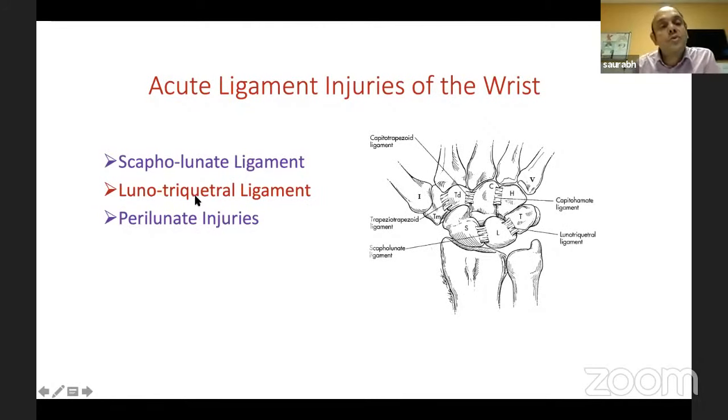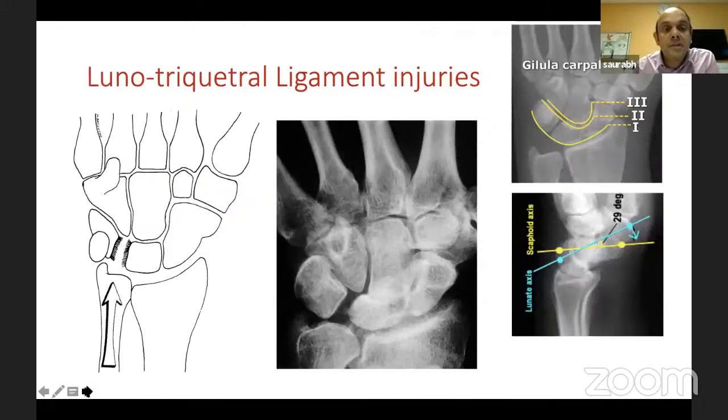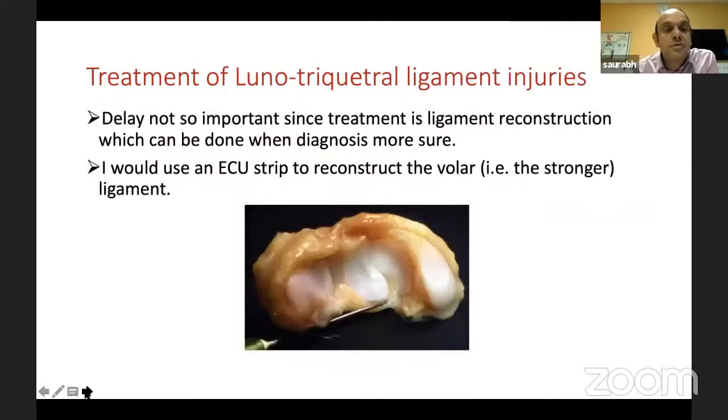So let's go to lunotriquetral ligament, couple of examples. So that's your lunotriquetral ligament. You can see a clear gap, you can see a step. You can see Gilula's lines. You can see the first line is disrupted. Your angle, because your lunate will flex, will be less than 30 degrees. And this is the test you do.